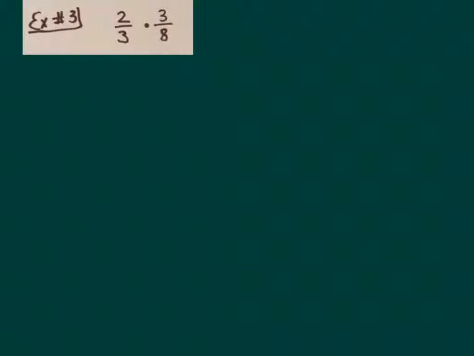3, we have multiplication of fractions. Multiplication of fractions is actually easier than addition and subtraction because common denominators are not necessary. So as you do this problem, 2/3 times 3/8, there are multiple ways to do it. Probably the easiest way to do it is just to multiply across.